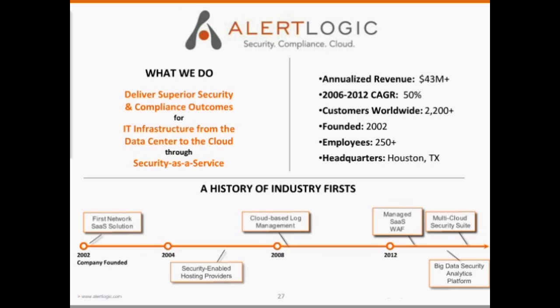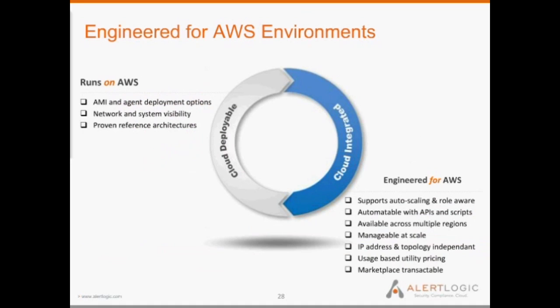So in terms of AWS and our partnership there, we run on AWS. We have our AMIs or AMIs, however you choose to pronounce it, and agent deployment options. So we're completely deployable within AWS. But more importantly, we're engineered for AWS. And I think this is what helps set us apart is we support a lot of AWS concepts like auto-scaling, and we'll get into, particularly for web application security, why auto-scaling is so critical. We support automation with APIs and scripts, so the same type of tooling that you're going to use for managing your Amazon infrastructure can be ported to your security solution.